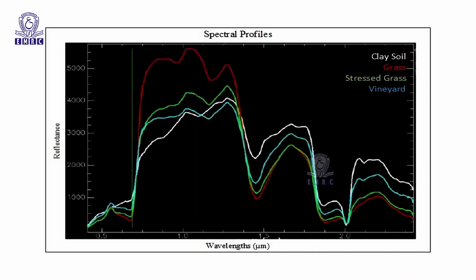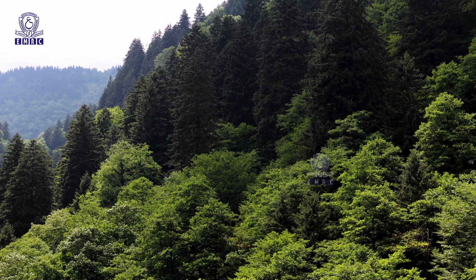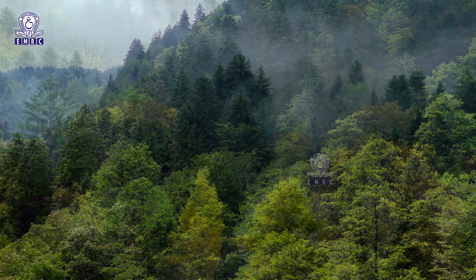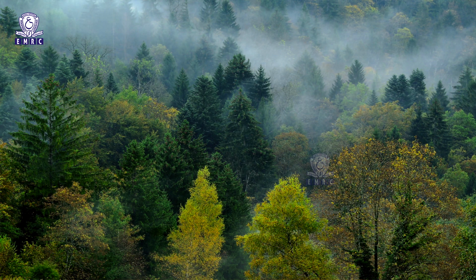The shape of the reflectance spectrum varies with the type of vegetation. For example, the reflectance spectra of deciduous and coniferous trees can be distinguished. Deciduous and coniferous trees have almost similar reflectance in the visible region, but they vary in the near-infrared region, where deciduous trees have higher reflectance than coniferous trees.